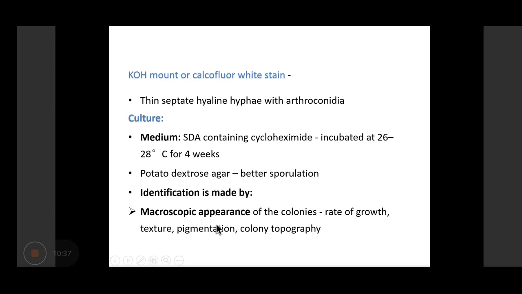After culture, we check for growth every week. When the growth is there, we do macroscopic examination. We see the rate of growth, the texture of the growth, and whether the growth is producing any pigment. If you are subculturing on a plate, we check whether there is pigment on the reverse side and how the obverse side looks. We look at all the colony topography. So macroscopic appearance is very important in fungal infection, along with the microscopic appearance.